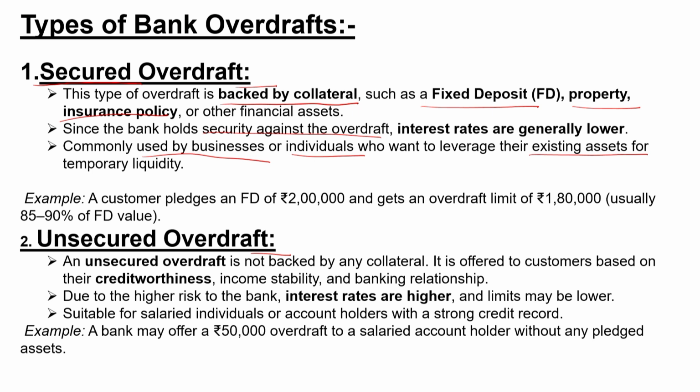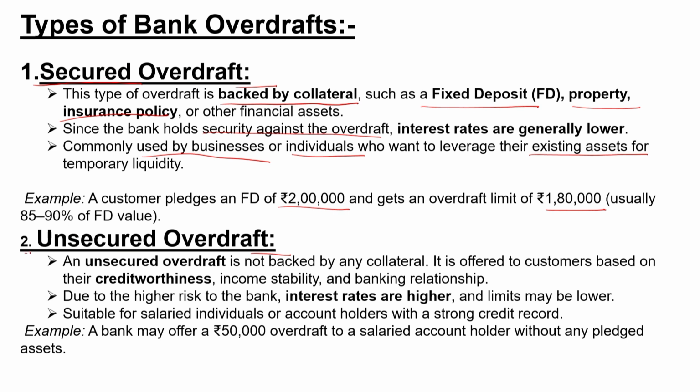So simply we can take an example. Suppose you have an FD of rupees 2 lakh and you deposit it into the bank, you can get an overdraft limit of up to rupees 1,80,000, which may be 80 to 90% of the value of your overall fixed deposit money. So in such cases the loan will be secured, and that is why the interest percentage will be lower as compared to the other types of overdraft.